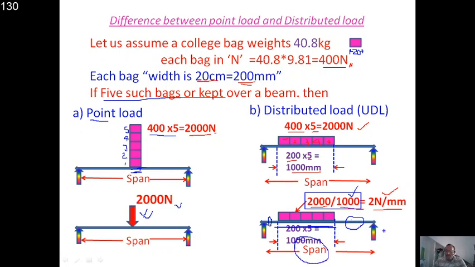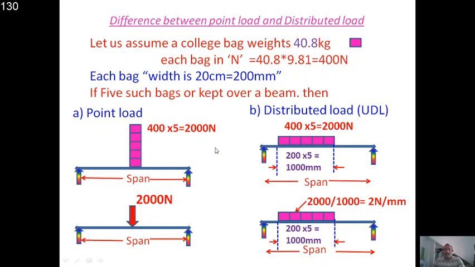I am not taking the whole span. What I have taken is only the contacted distance, 1000 mm. And what is the load I considered? That is the summation of all the loads, that is 2000. 2000 divided by 1000, hence I got the load per length, that is 2 Newton per mm. So this 2 Newton per mm is nothing but your distributed load, or uniformly distributed load.